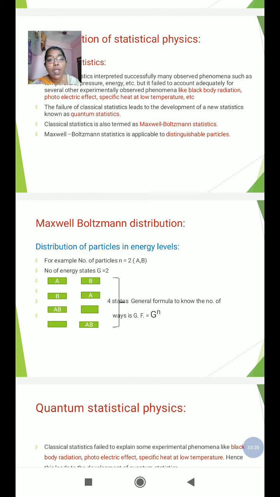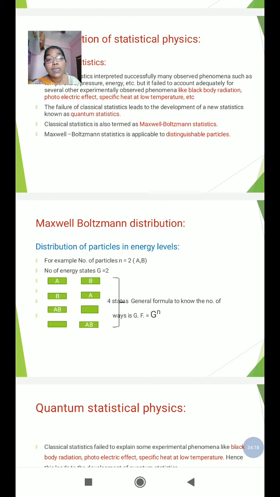How do we arrange? In the figure, green boxes are there. Horizontally we have two boxes, meaning 2 energy states. In the first case, particle A occupies the first energy state and particle B occupies the second energy state. In the second way, particle B occupies the first state and particle A occupies the second state. In the third way, both particles can occupy the first state, and the second state is empty. And in the last way, both particles occupy the second state, and the first state is empty.